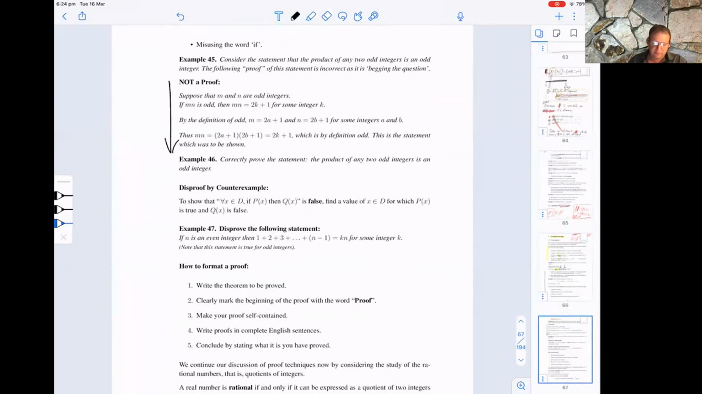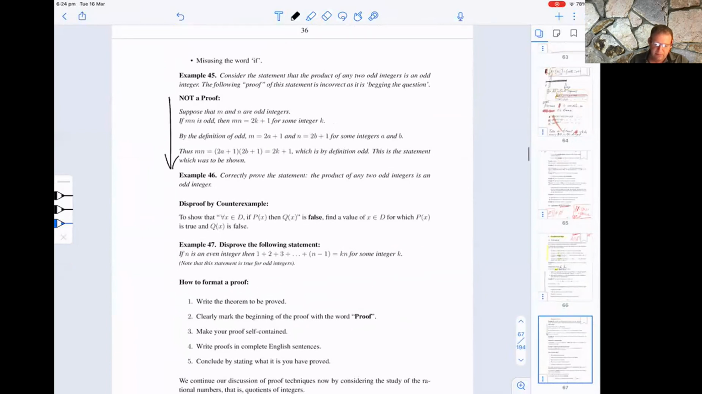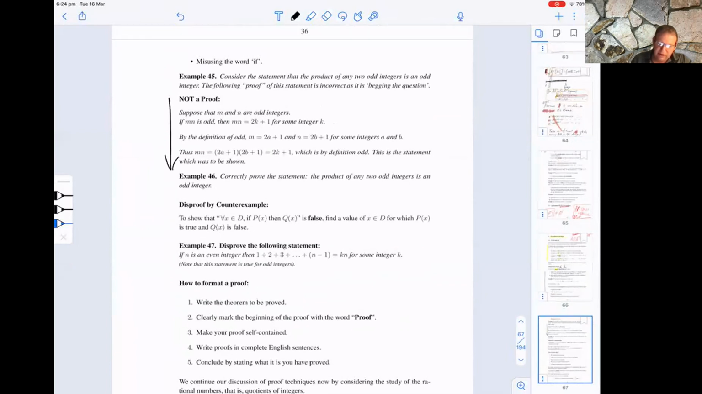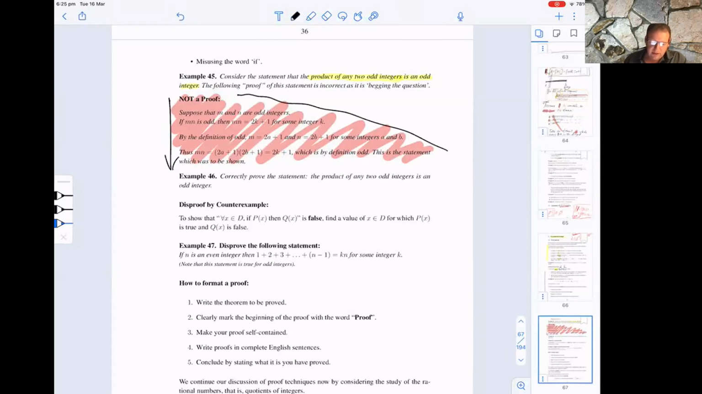There's an example here of what's not a proof. Let's see. Consider the statement that the product of any two odd integers is an odd integer. Before we look at the not-a-proof, which is an invalid proof, a not correct proof is not a proof, let's just see why the product of two odd integers is an odd integer.